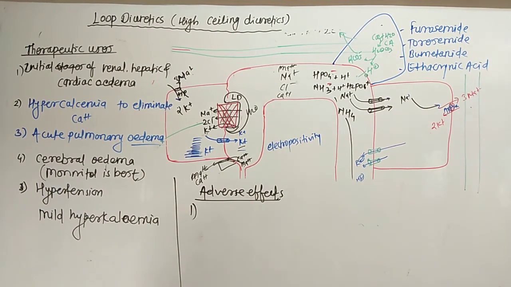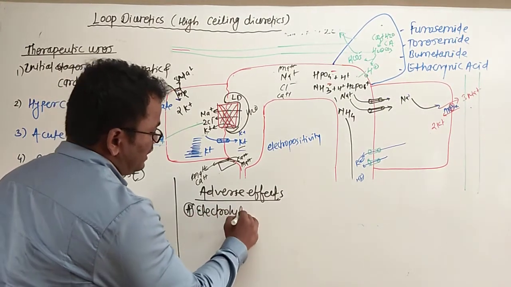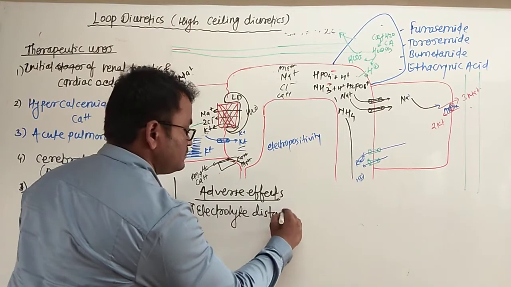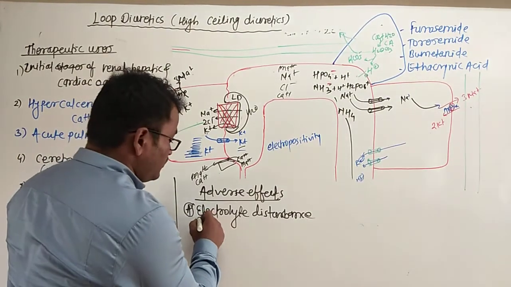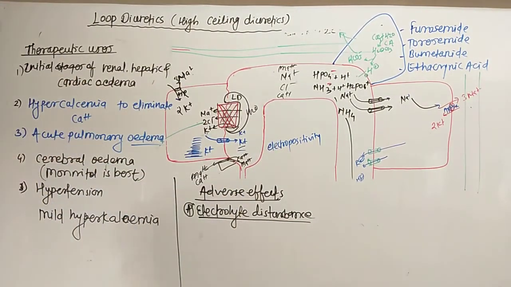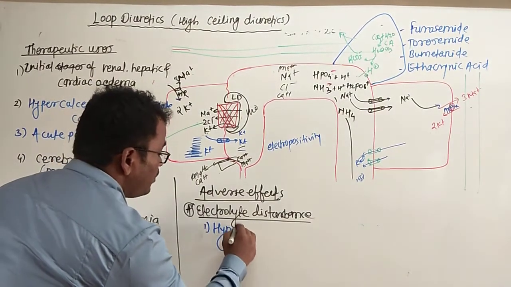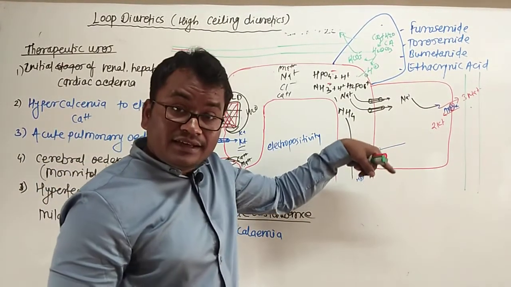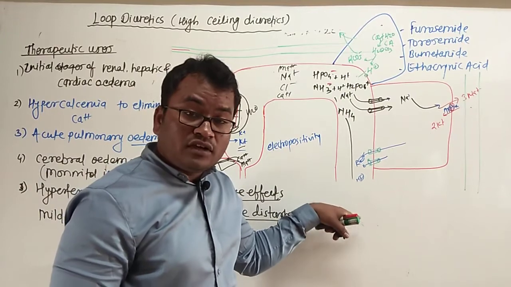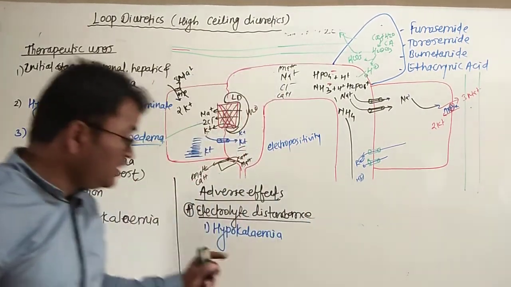So first one is electrolyte disturbances. Which electrolyte is decreased or which one is increased? First one is hypokalemia. Why? Because it increases the loss of potassium. So if there is increased loss of potassium in the urine, then ultimately the potassium level in the body is decreased. So it leads to hypokalemia.